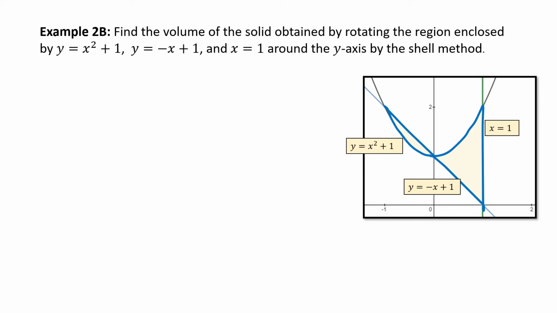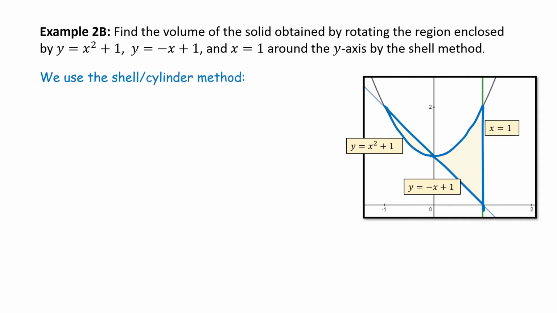We have the parabola opening upwards with a y-intercept at 1. We have a line of decreasing slope, negative 1, with the y-intercept at 1, and we have the vertical line x equals 1. Now we can see the region enclosed by these three graphs, and we're going to use the shell or cylinder method.